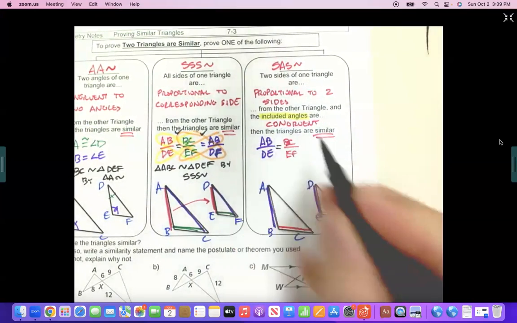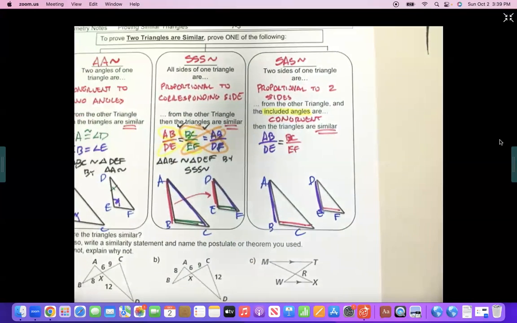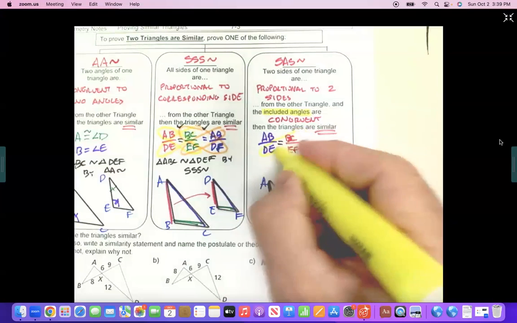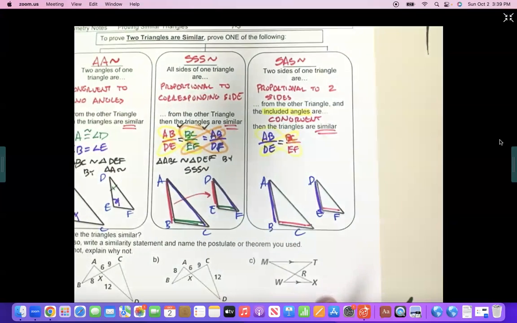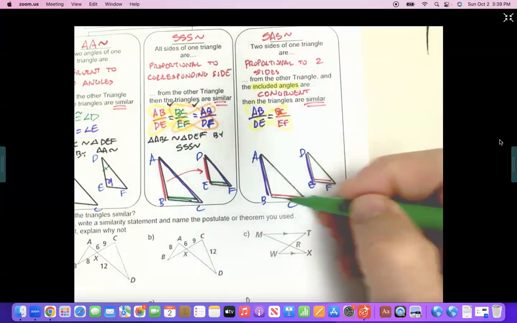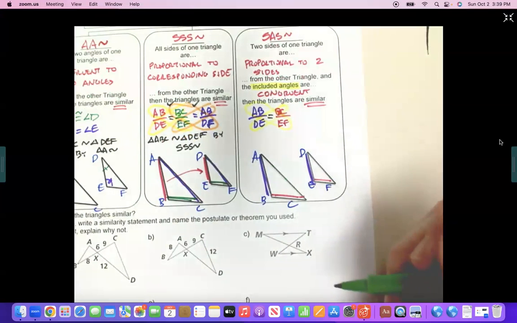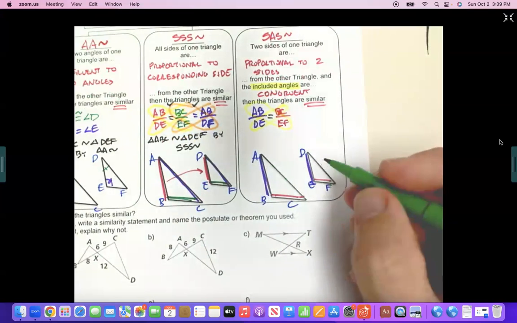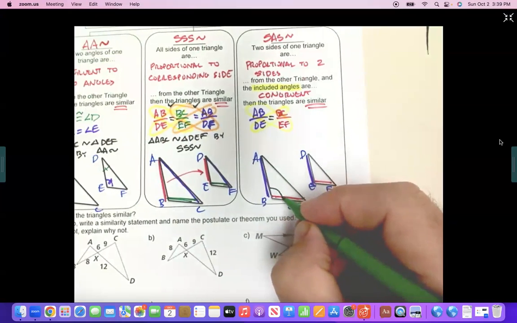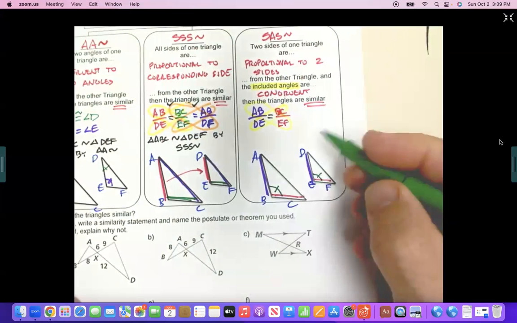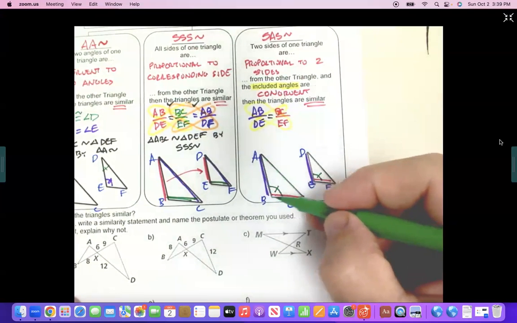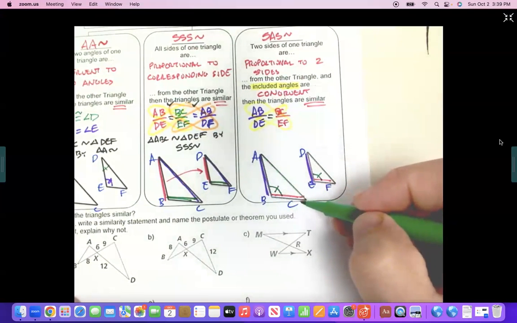If these two cross products prove to be the same value, then we know that those two are proportional to each other. And then we have to look at the included angle. Same idea we had with our congruence triangles. It has to be the angle that's in between. Included means in between. The angle that's made by the two sides that we showed that are proportional.